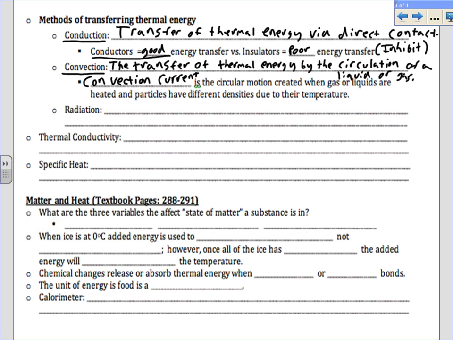A convection current is a circular motion created when gases or liquids are heated and particles have different densities according to their temperature. So going back to the pot of water, the hot water on the bottom that's getting heated right away is going to rise up really fast, and that's where you get that bubbling. But once it hits the top of the water, it's going to sink down because it cools down, and the cooler, higher density water goes to the bottom.